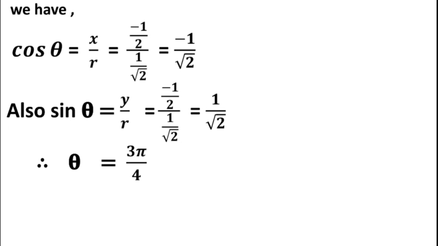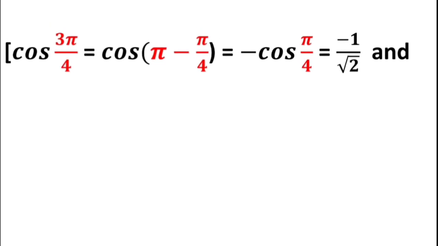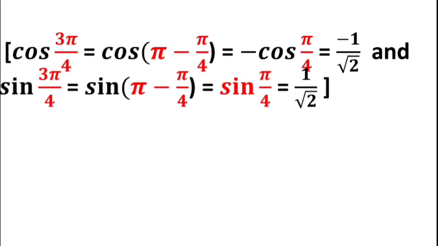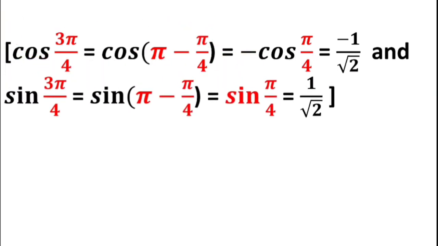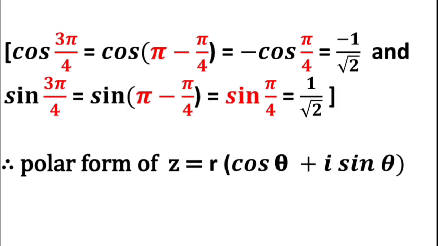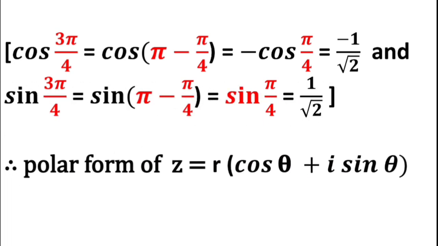How does it become 3 pi by 4? See, we have cos 3 pi by 4 is nothing but cos of pi minus pi by 4, and pi minus pi by 4 lies in the second quadrant. In the second quadrant cos is negative, that is minus cos of pi by 4, and that is nothing but minus 1 upon root 2. Similarly sin 3 pi by 4 is nothing but sin of pi minus pi by 4, that is positive. So theta is equal to 3 pi by 4.